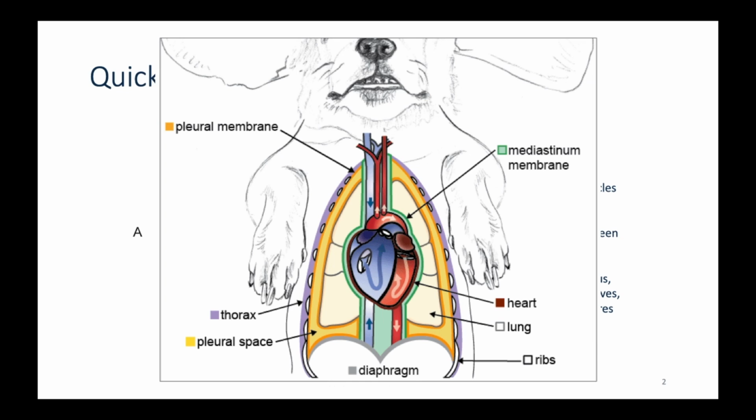Here's a closer-up view of the mediastinum. So you can see the mediastinum membrane is indicated by the green area, and it outlines the gap in between the left and the right set of lungs. And that's, of course, where the heart is, where the trachea is, the esophagus, etc.